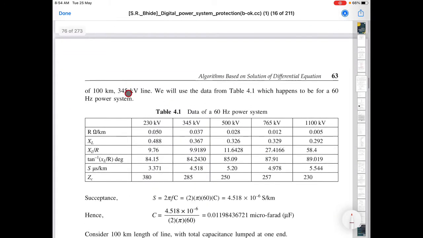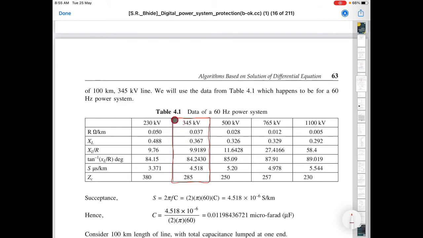For that we have taken a transmission line with some parameters. There are different cases for 230 kV, 345 kV, 500 kV, 765 kV, and so on. Out of these, we are considering this case. This is the data the textbook author has taken, and in your question bank the same problem exists. I think you have already solved this in your IA, but nevertheless we'll see it.